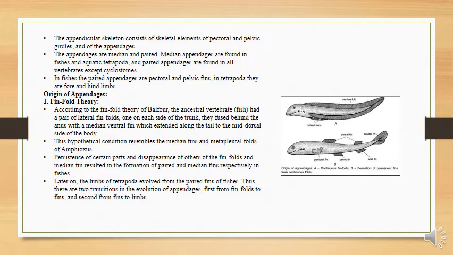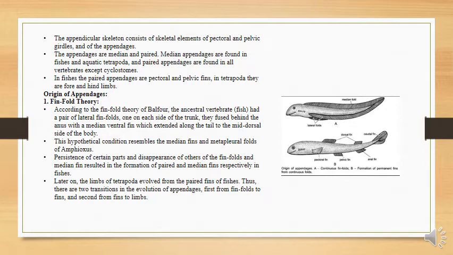The appendicular skeleton consists of skeletal elements of pectoral and pelvic girdle and of the appendages. The appendages are median and paired. Median appendages are found in fishes and aquatic tetrapoda, and paired appendages are found in all vertebrates except cyclostomes. In fishes, the paired appendages are pectoral and pelvic fins. In tetrapoda, they are fore and hind limbs.